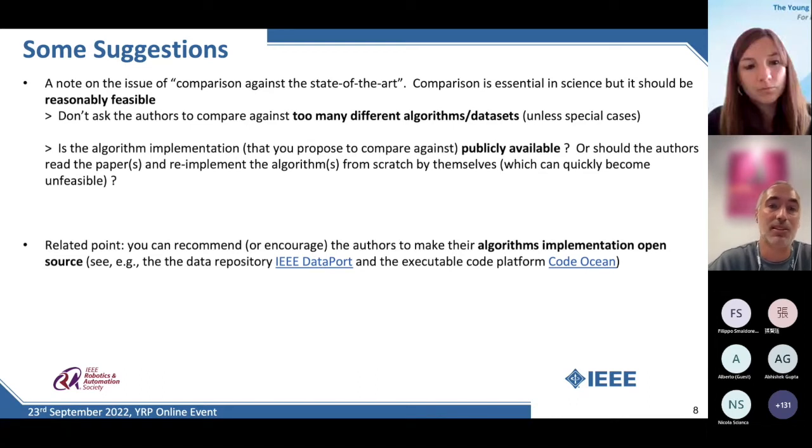What I mean is that first of all, you cannot ask the authors to compare to too many different algorithms and data sets, because otherwise it becomes too complicated. So you cannot ask them to compare against 10 different variants or 10 different algorithms, unless, I don't know, very special circumstances. And also, another point is that when you say, yes, your algorithm is very nice, but I don't know, Mr. Smith already published a similar algorithm last year in this paper, so you have to compare against him.